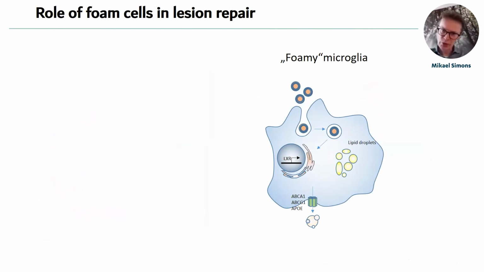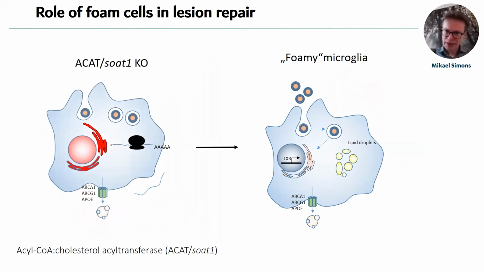But I don't want to leave you with this concept, because it's possible that foamy microglia, in fact, is an adaptive response. So to study this, we used a knockout mouse where we knocked out an enzyme, ACAT1 (sterol O-acyltransferase), which is important to form cholesterol esters. And this is important to store free cholesterol in lipid droplets as esters.